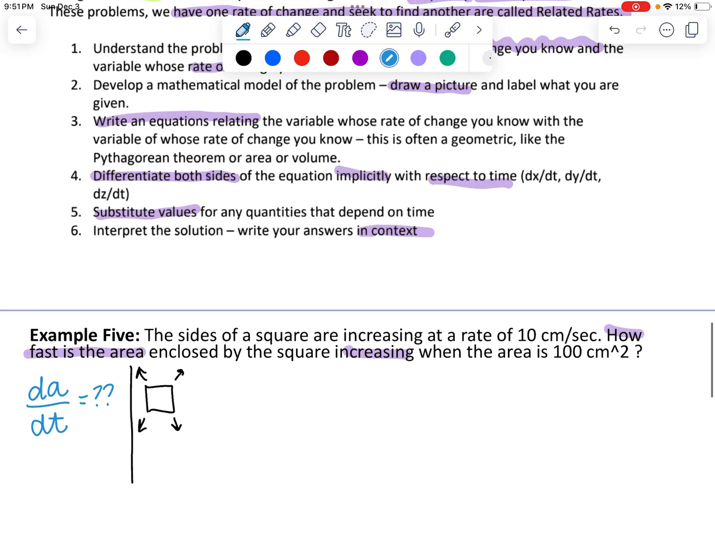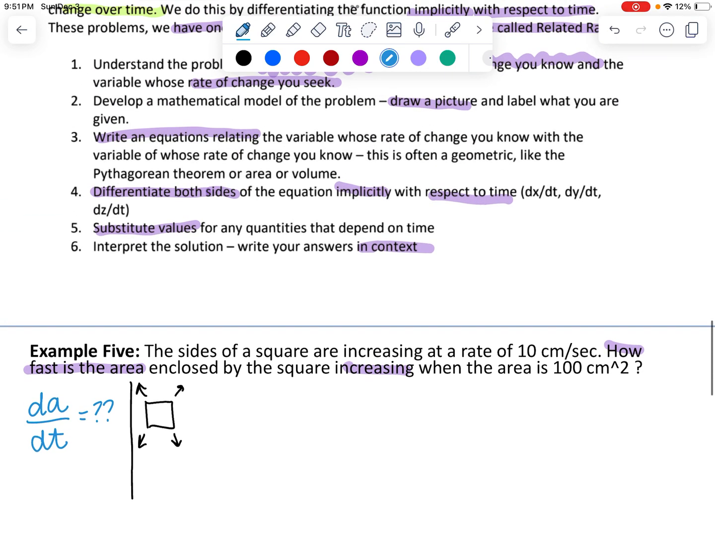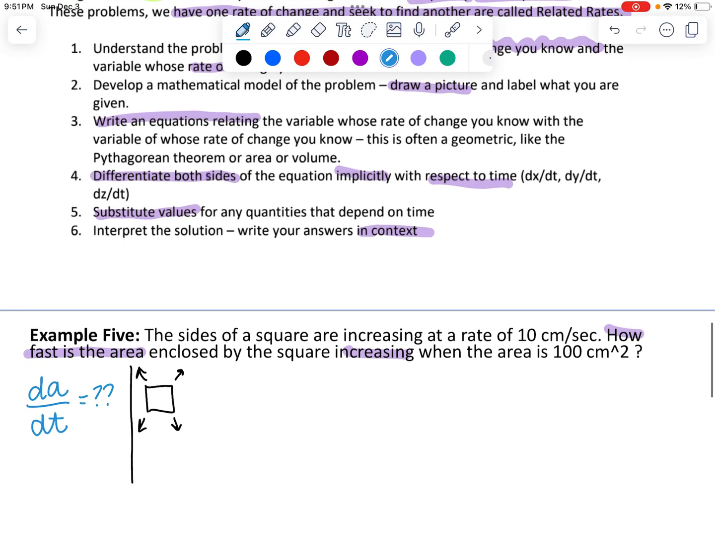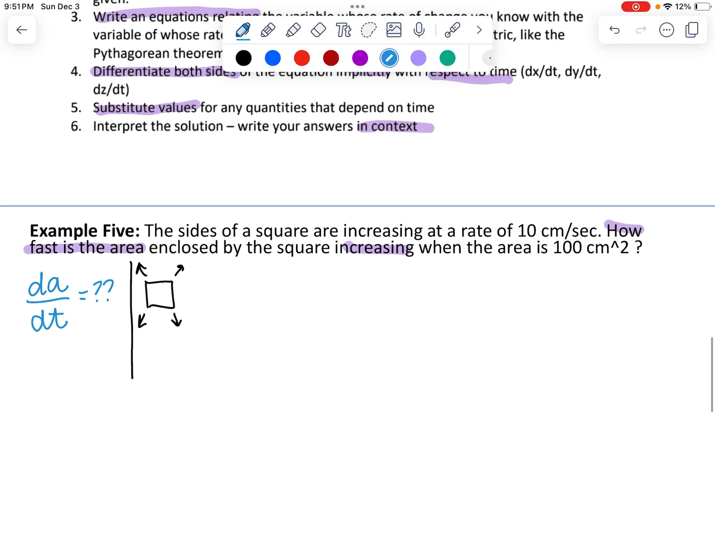But question number 3 says, write an equation relating the variables. So I guess we can do that part next. We have a couple variables here. We have sides of a square, and then we have area of a square. To think of how the sides of a square and the area of a square relate, we just need the area formula. The area of a square is s squared equals A. So basically it's side times side equals A.